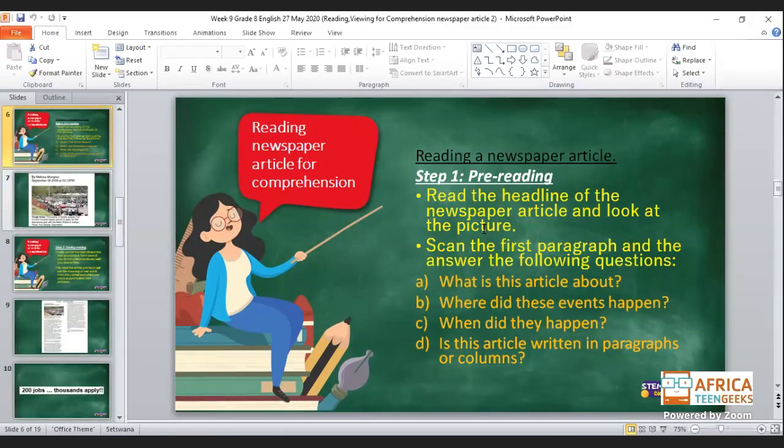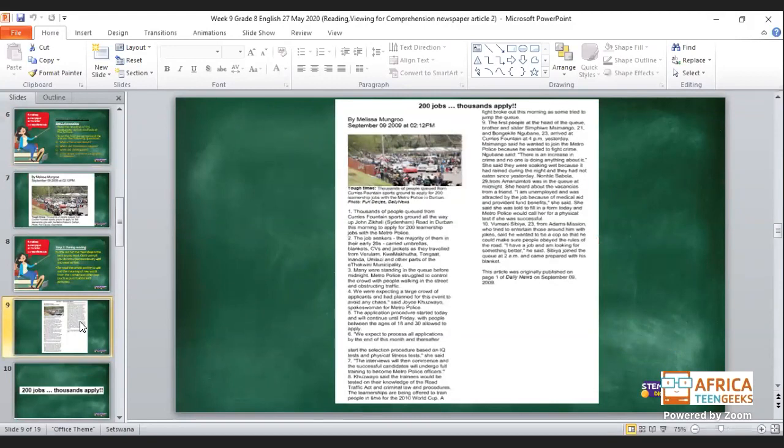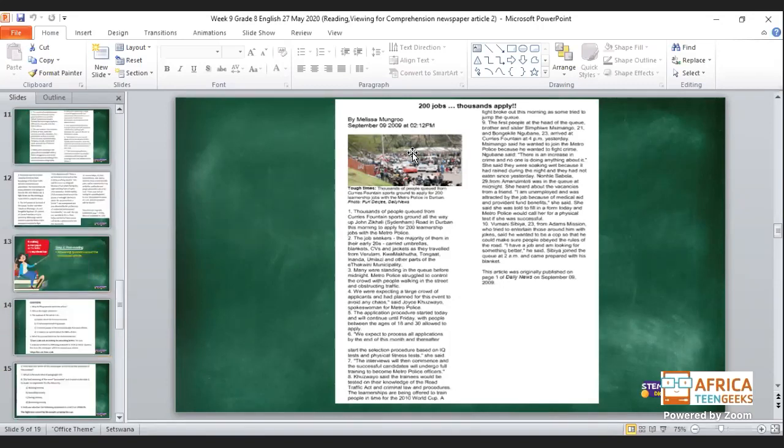So you read the headline and then you look at the picture. So here is our article. I know it is small, but I have rewritten it again in a bigger font, as you will see as we continue with the lesson. So here when we pre-read, first of all, we read the headline. There's the headline there: 200 jobs, thousands apply. That is our headline. So we read that headline and we also look at the picture. There is the picture there. It is too small. I have a bigger version of it. Wait.